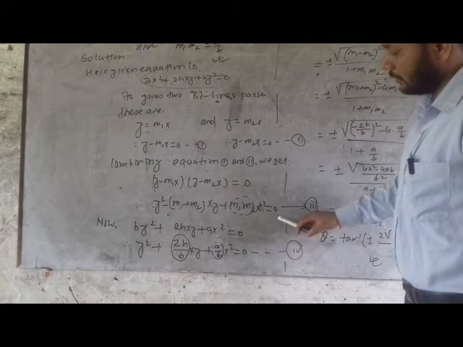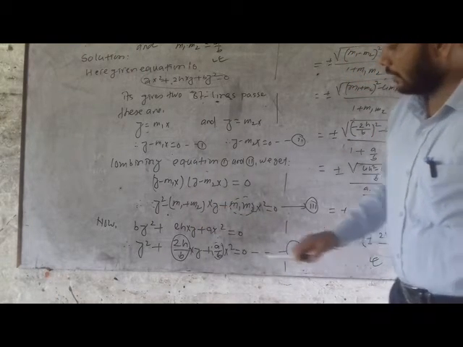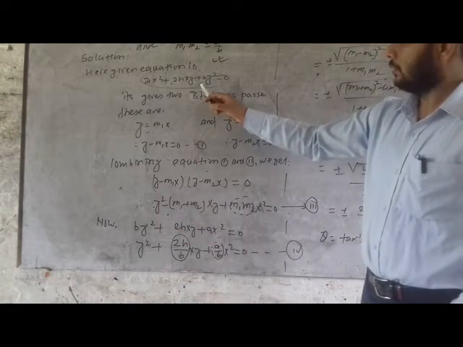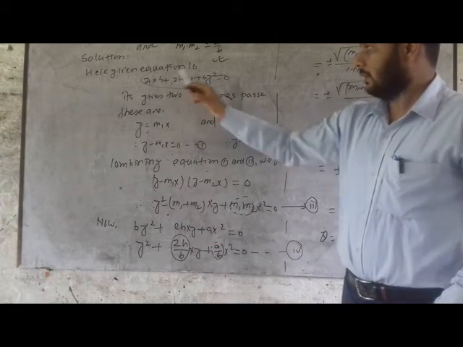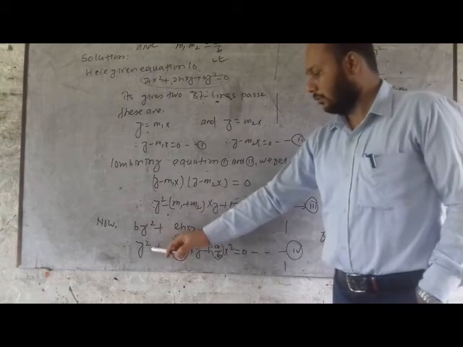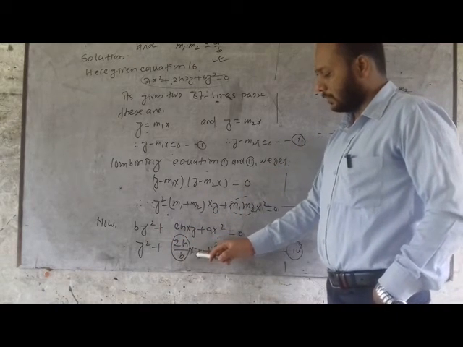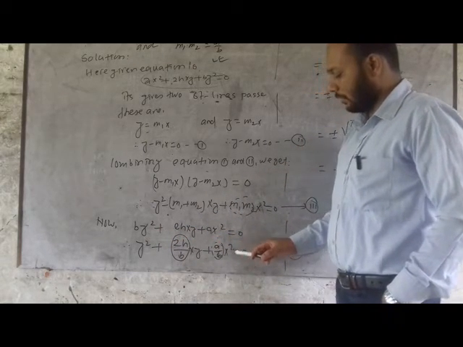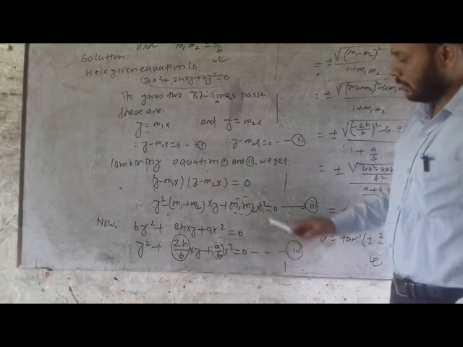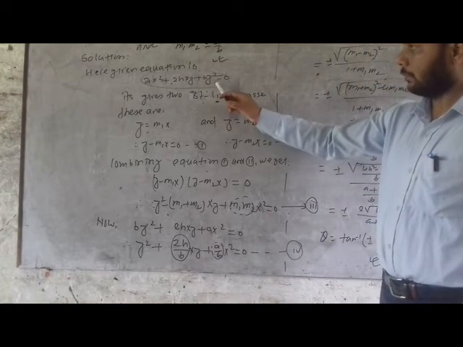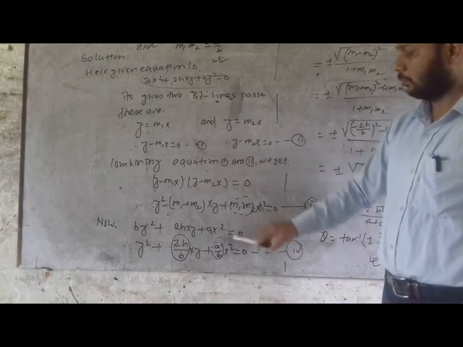I am writing it directly here, and this comes from here. We write it in the first and last, and divide by b. We get y square plus 2h by b xy plus a by b x square is equal to 0. This is equation number 4. This equation is also obtained from here, and this equation is also obtained from here. So both are the same equation.